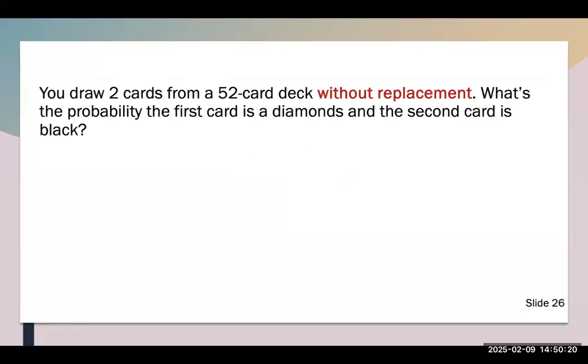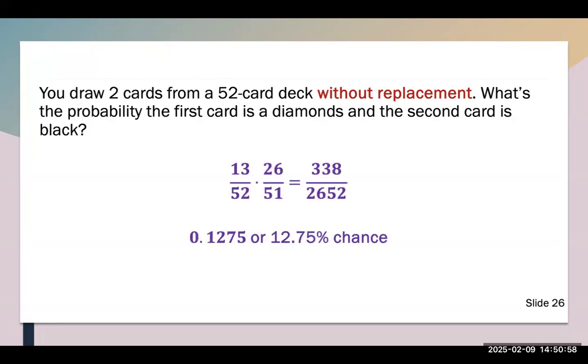Let's try another one. I'm going to draw 2 cards from a 52 card deck without replacement. What's the probability the first card is a diamonds and the second card is black? I'm drawing my card. The first card is a diamonds. I look at it. The probability of that happening is 13 out of 52. Now I'm putting that card away. Given that the first card was a diamonds, I want to know the probability the second one is a black card. There are 51 cards left, but I took a diamonds out. That's a red card. So I have 26 black cards left. So it's 13 over 52 times 26 out of 51.